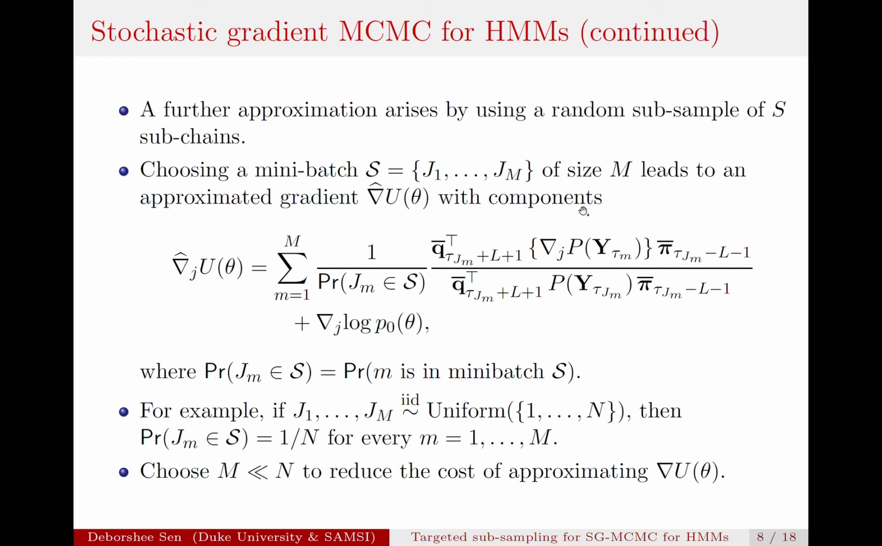This leads to an approximated gradient with the components, which is basically importance sampling. So what's the probability that point m is in the subsample, and then you have these gradients as before. We have replaced q and pi by q bar and pi bar. For example, if you choose these uniformly from 1 to n, the number of subchains, then the weights are just 1 by n. What we are going to do later is choose importance subsampling. We are going to give these importance weights, and talk about how we choose them.